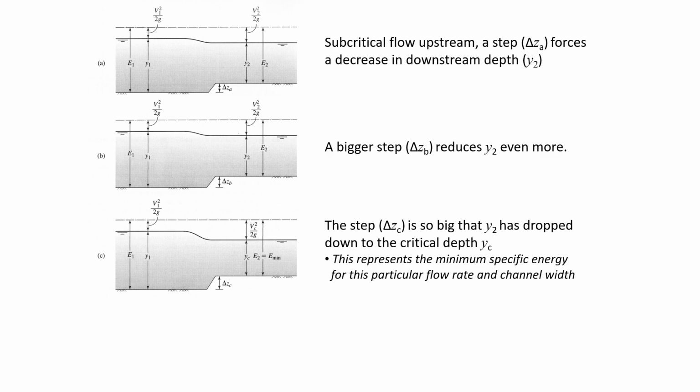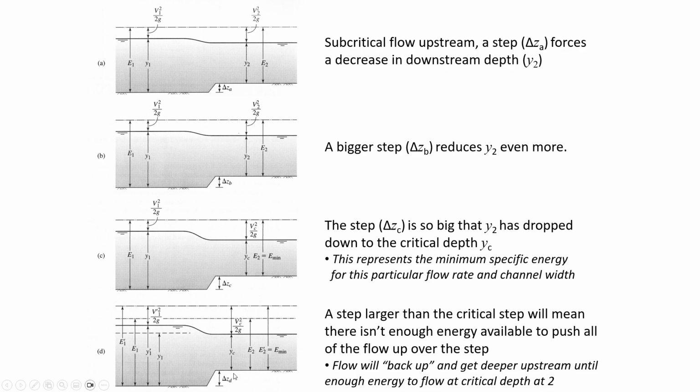So what happens is at the critical step height, at delta Z sub C, that's the step height that's associated with critical flow over the obstacle. So Y sub C is the critical depth. So it's flowing at the critical depth just at that last moment before choking occurs. And that's associated with the minimum specific energy, which is the least amount of energy that can be used to convey water through a channel of a given geometry, like a certain width at a certain flow rate.